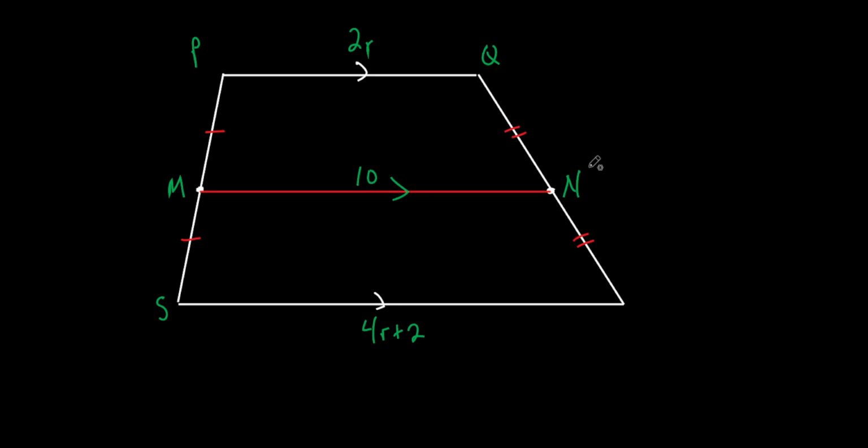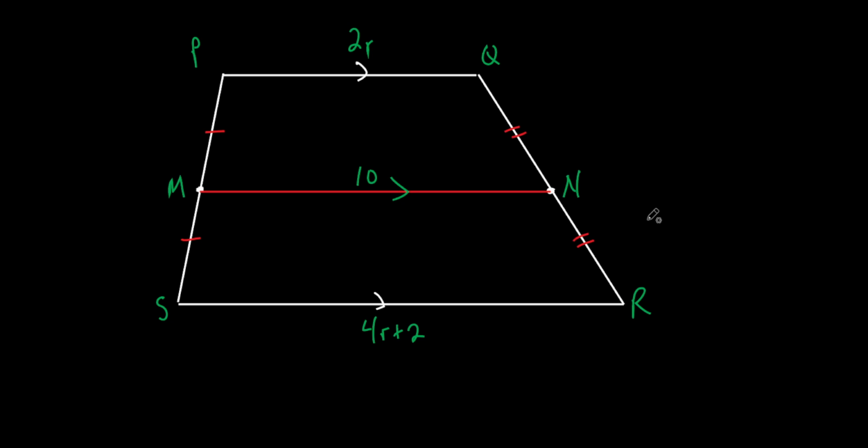Actually, they switch the top and the bottom one. Sorry about that. So it'll look a little different than in the book, but it's good enough. So I want to find PQ, I want to find MN, and I want to find SR. You with me?